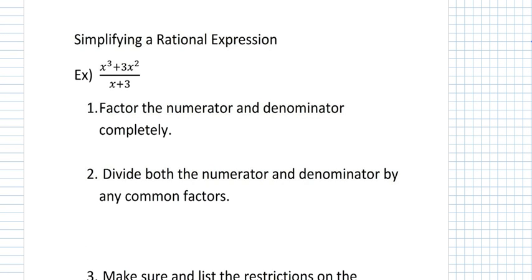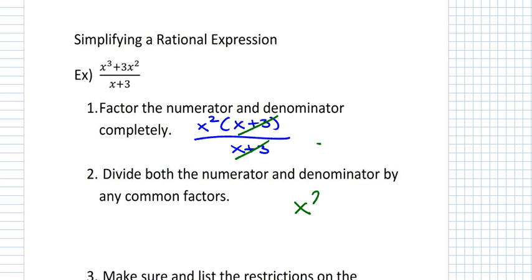Simplifying a rational expression. The first thing you want to do is factor the numerator and the denominator completely. So for example, on the top, notice they have an x squared in common. And when you take out the x squared, you're left with x plus 3. The bottom, you can't factor the x plus 3, so you leave it. So then, it says to divide both the numerator and denominator by any common factor. So notice, there is a common factor that you can cancel out, and that is the x plus 3.